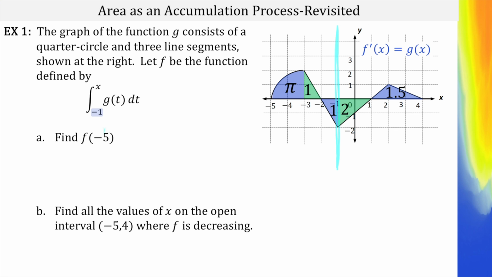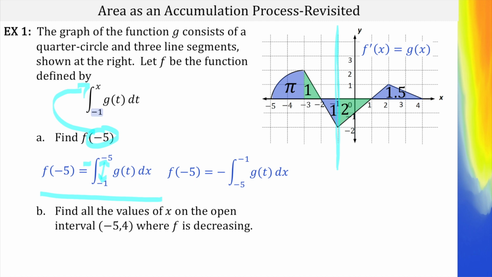Find f of -5. So this -5 we plug in for x. So we're looking for f of -5, which is the antiderivative from -1 to -5. But we have a problem with that because that's backwards. You can't go from -1 to -5. So we're going to have to flip those and put a negative in front. That's better. So now we've got negative, and now we're going from -5 to -1. So that's the area under the curve. So it looks like we've got pi from -5 to -3, and then a +1 and a -1, and those kind of cancel out. So we've got f of -5 equals -pi.